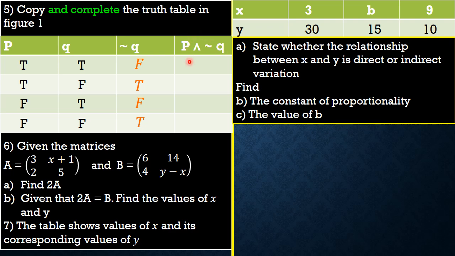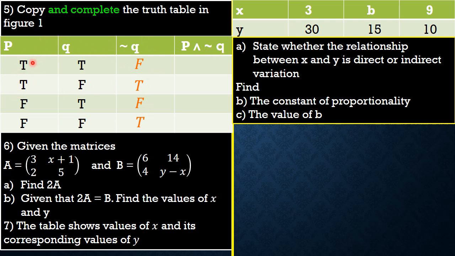Then P and negation of Q. Keep in mind that the AND statement is true only when both statements are true. Great. This inverted V means that it is the AND symbol. It is true whenever the two statements are true only. So it is going to be false if one of them is false or both of them are false. Great. All right. We have P and negation of Q. This is the column for P, right? And this is the column for negation of Q.